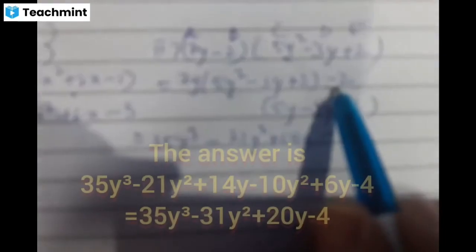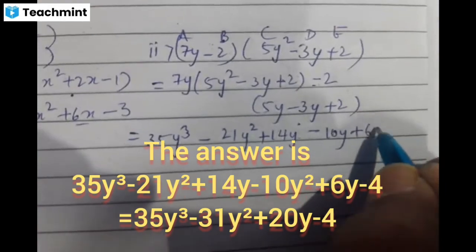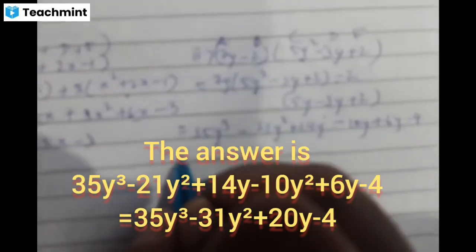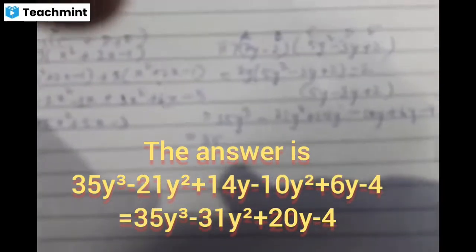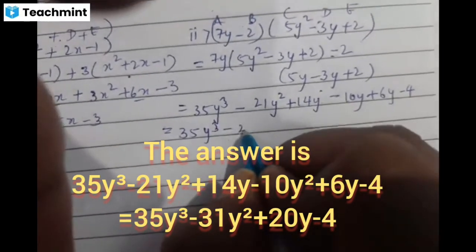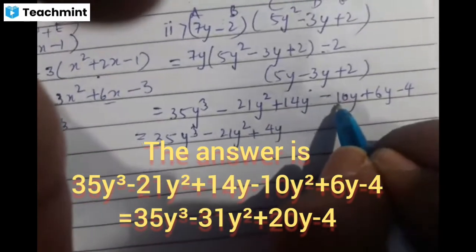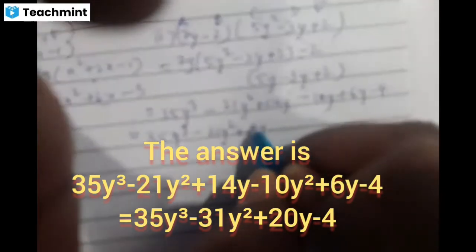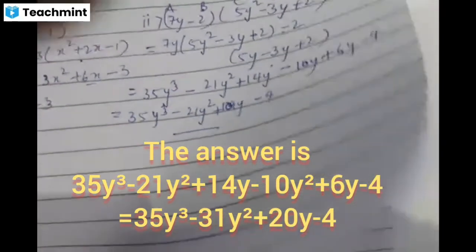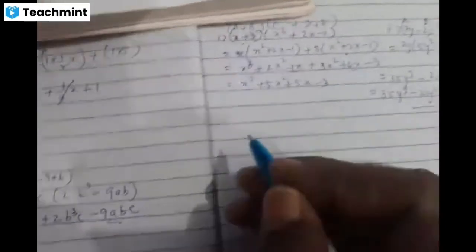Here you have a minus sign, children. So minus into minus will be plus. 2 3s are 6y. Minus into plus is minus. 2 2s are 4. Find out the like terms. You have 35y cube, minus 21y square, plus 4y. 14y minus 10y is 4y. 4y plus 6y is 10y. 10y minus 4. So in this way we are going to multiply the given binomial and trinomial.